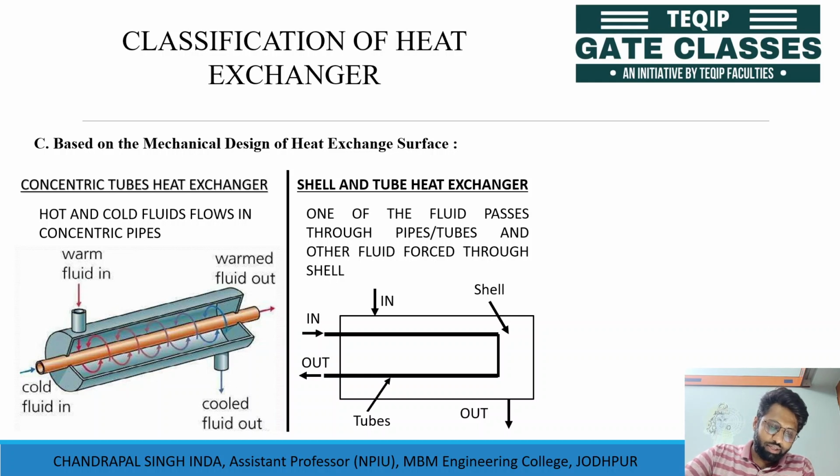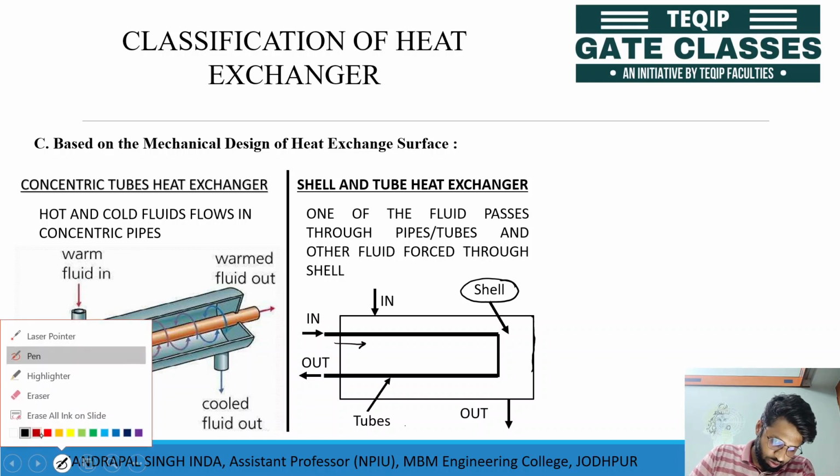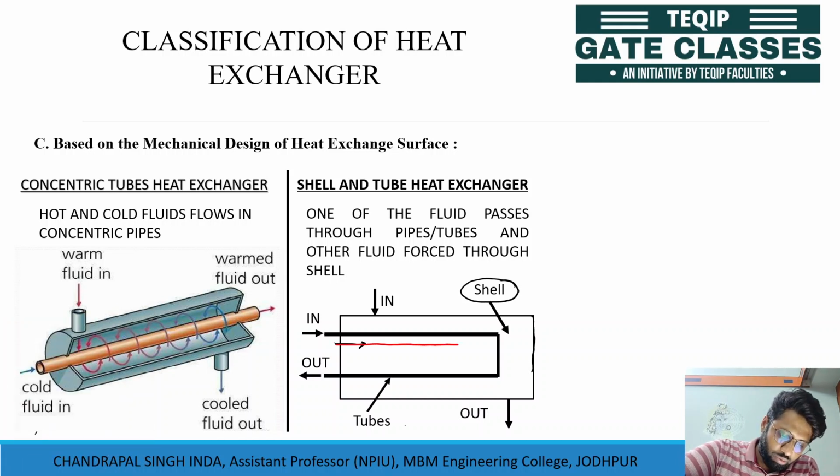So here is an example of the shell and tube type of heat exchanger. So we can see here that this is a single shell, and there are two tubes. This is one tube, and another is this. So there are two tubes. So we can say this is a single shell two tube type of heat exchanger.